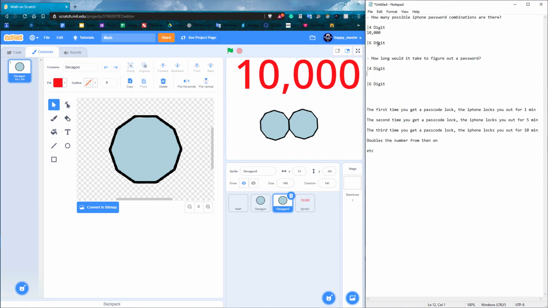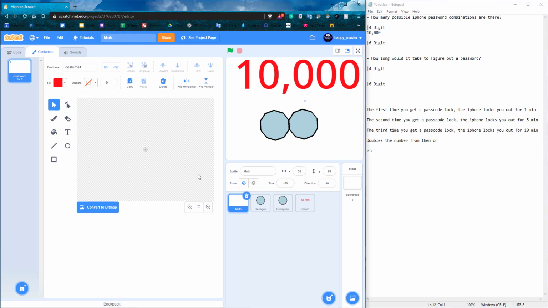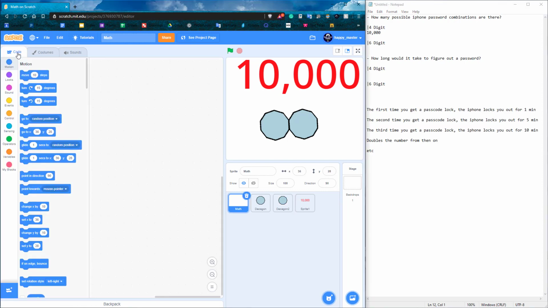So, normal calculators have a hard time calculating this. That's why I'm doing it in Scratch instead of just using a calculator. So, if we think about it, there's 10,000 different possibilities. And we're going to assume that whoever's trying to figure out your password only gets it right on their very last try. So we're going to find out how long it would take them to figure out your password if you had a 4-digit iPhone password and they only got it on their very last try.